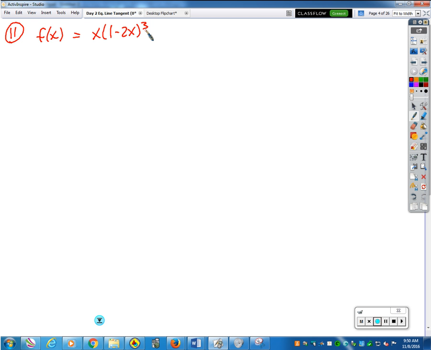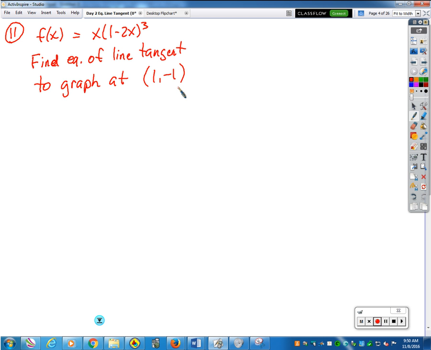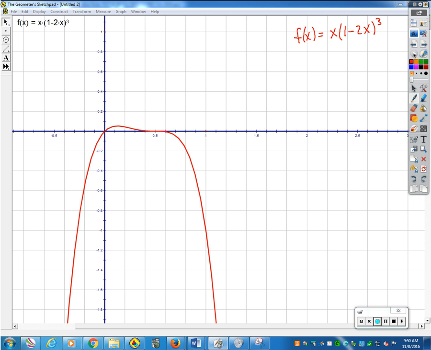What is the question asking? An equation of the line tangent to the graph at the point 1, negative 1. So the tangent and slope. The point is once again 1, negative 1. Okay, just so we can get a better visual here, we need to plot the point.